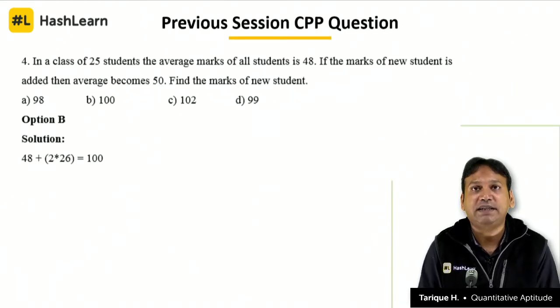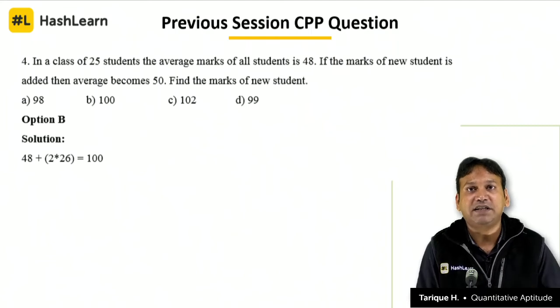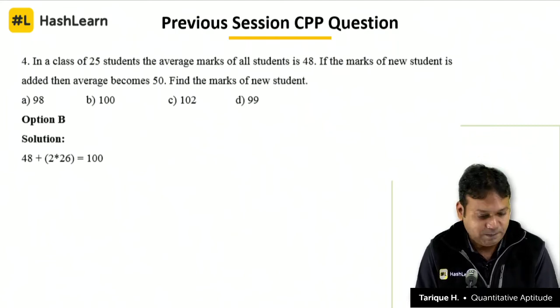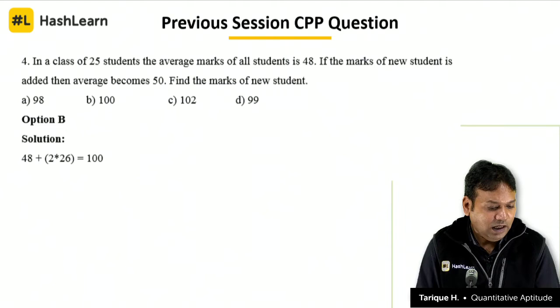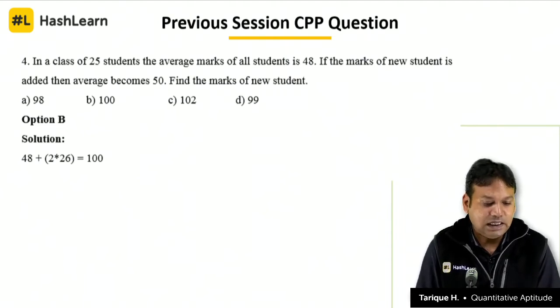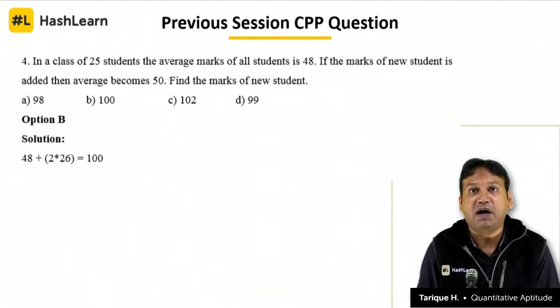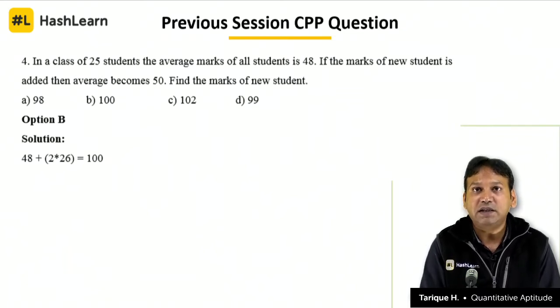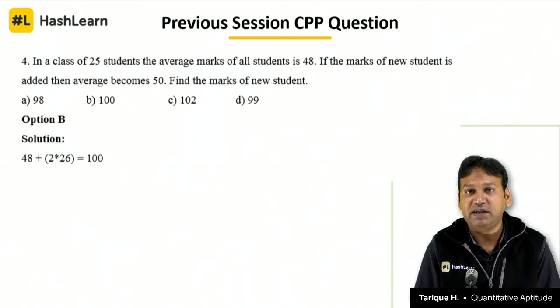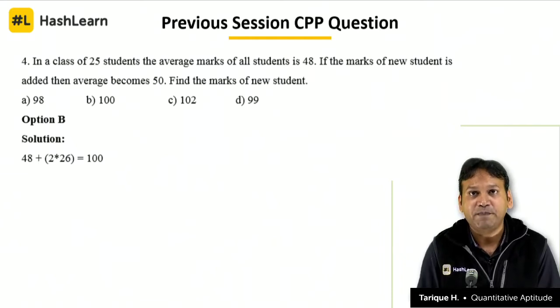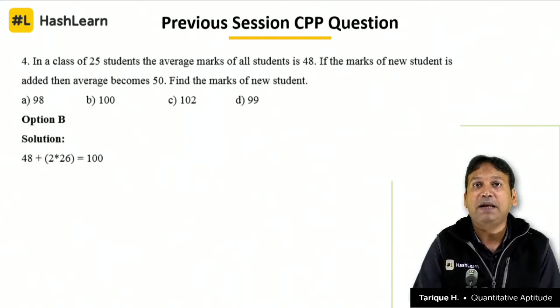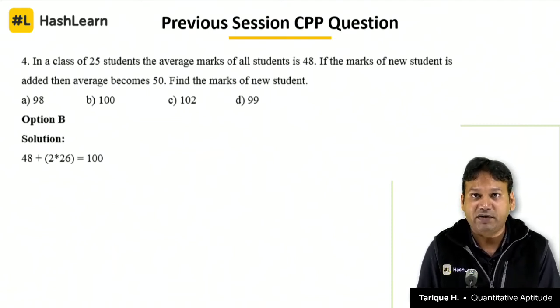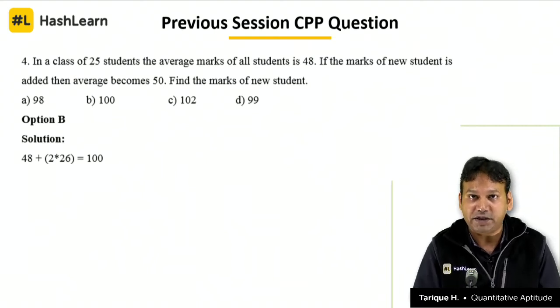First of all we will see the previous session question from the CPP that most students got wrong. So let us look at this question here. In a class of 25 students, the average marks of all students is 48. This is from the topic of average. The average is an important topic in the examination. Out of the different questions which come in the mathematics section of the prelims paper, at least one question will definitely be based on average, and average is also an important part of data interpretation.